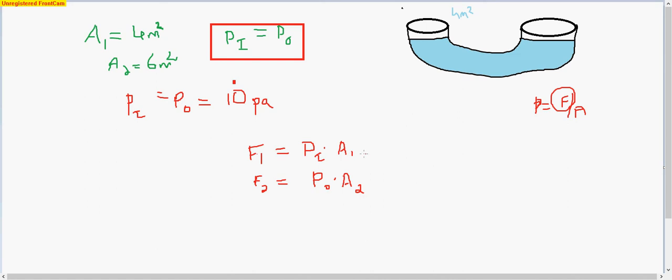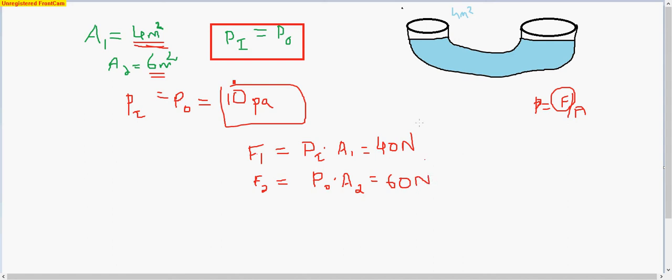Okay, now we'll just do this. What is P in into A1? P in we have as 10 Pascals, and A1 is 4 meter square, right? So 10 into 4, 40 Newton. Now what is P out into A2? As you know, the pressure is the same, so it is 10 into 6, which comes to 60 Newton.